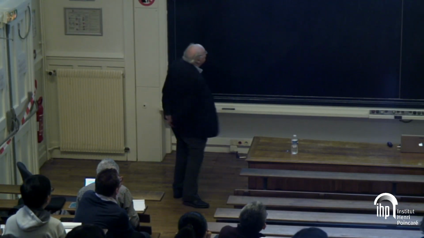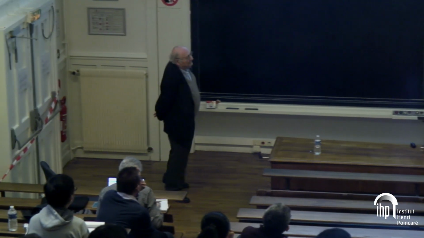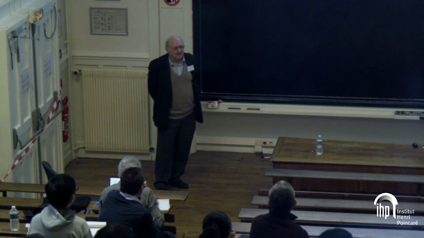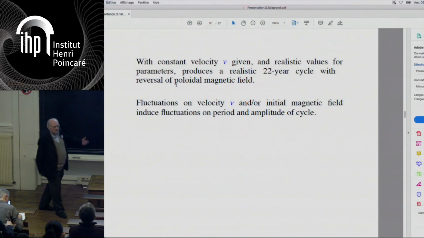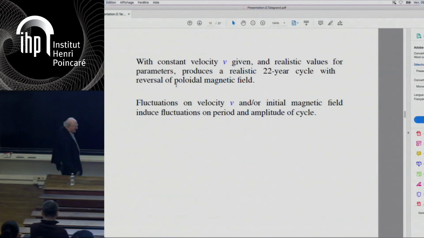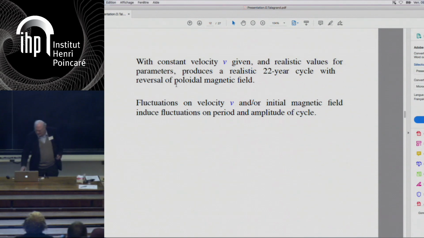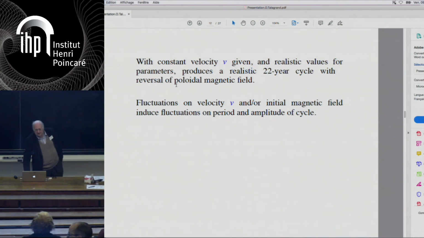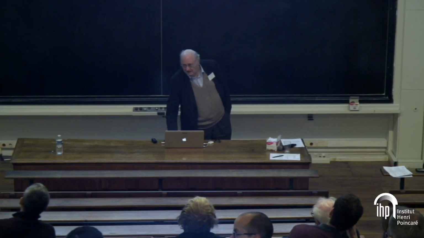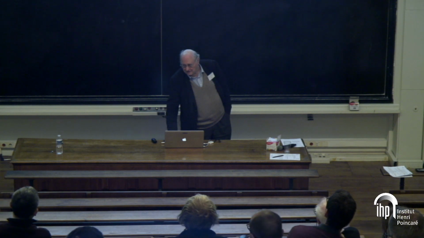If you put fluctuations on the velocity field, or for instance on the initial magnetic field, then you get fluctuations in the period and amplitude of the cycle. So what we're interested in is controlling the cycle, determining what controls the fluctuations in the amplitude and length of the cycle.